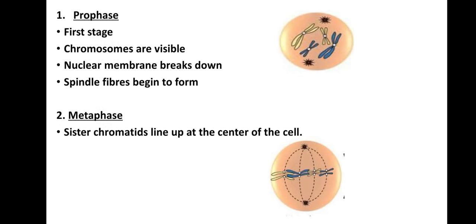Prophase. It is the first stage of mitosis. During this phase, the nucleus fades and chromosomes become more coiled. Each replicated chromosome comprises two sister chromatids, which are joined to each other by the centromere. You can see a diagram in front of prophase.